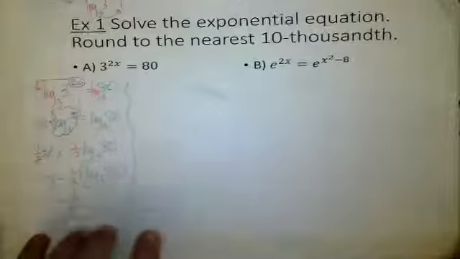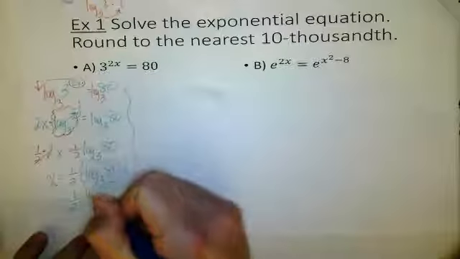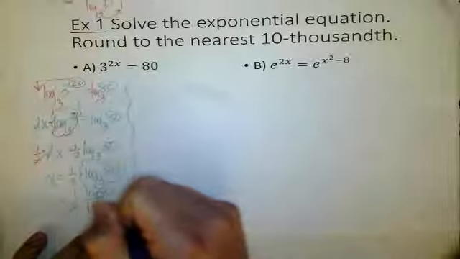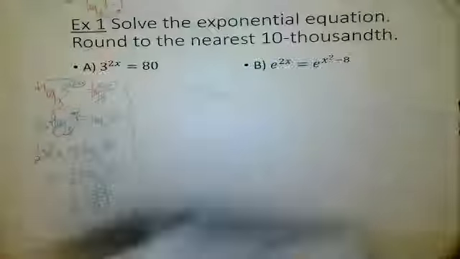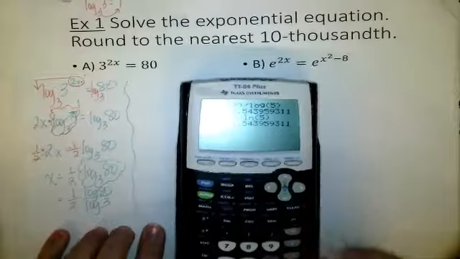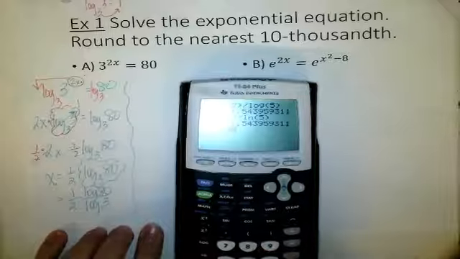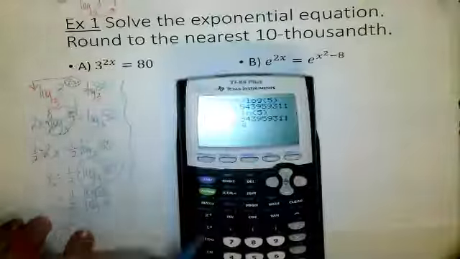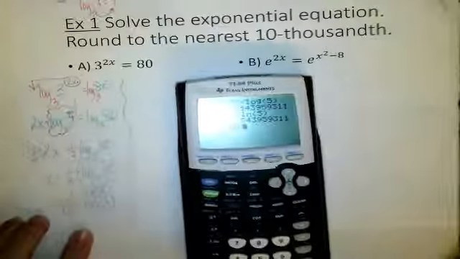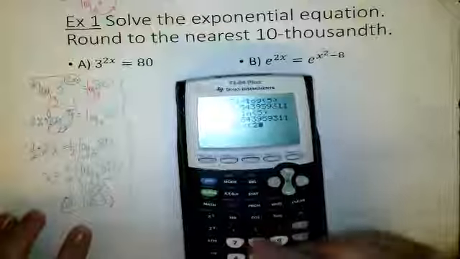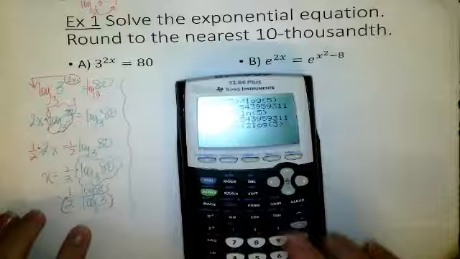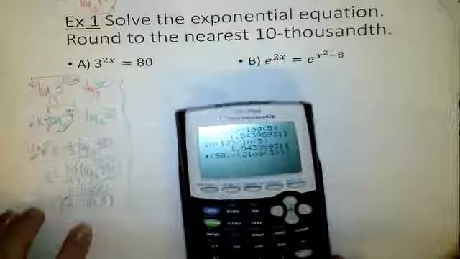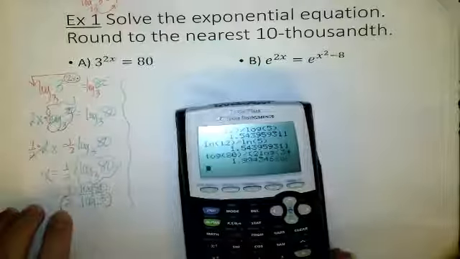What would change of base be? Log 80 over log 3. And I can do that in my calculator. So log 80, divided by 2 log 3. Because there's a 2 there, times 2. Okay.